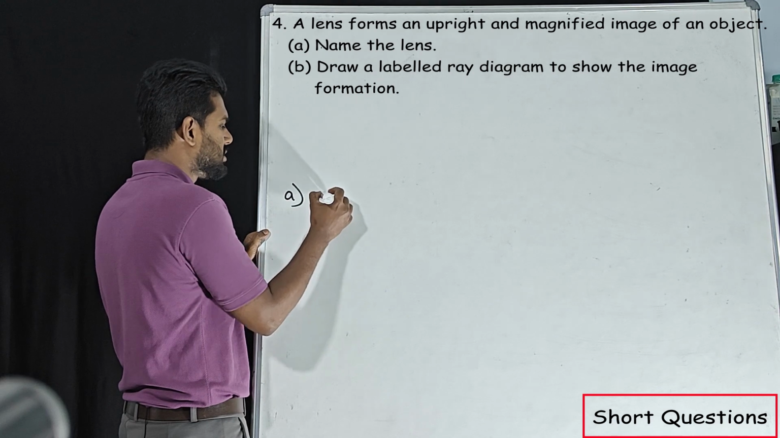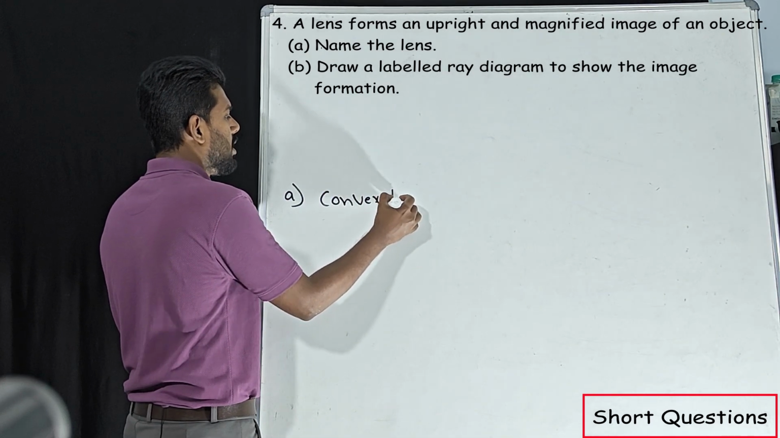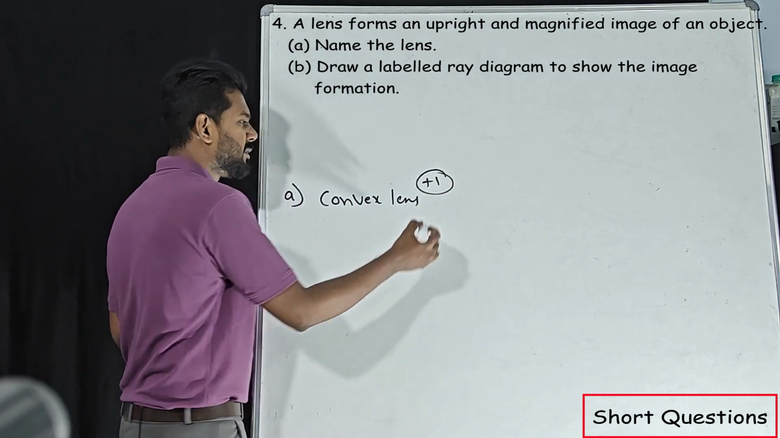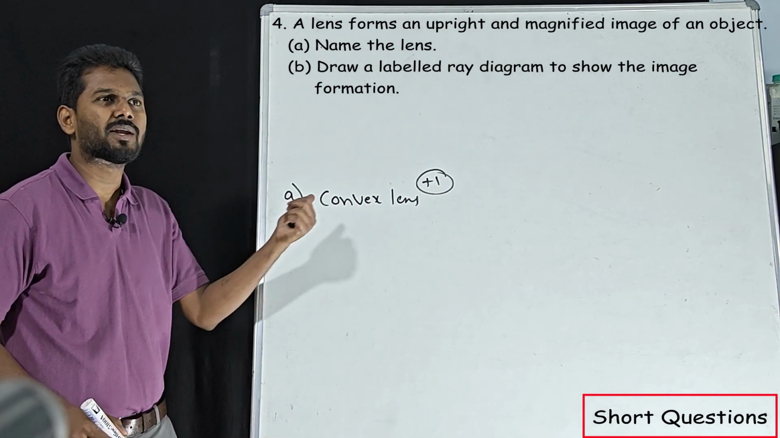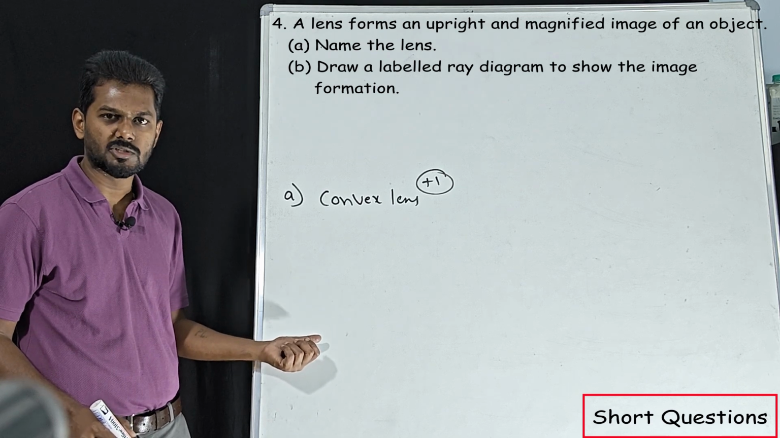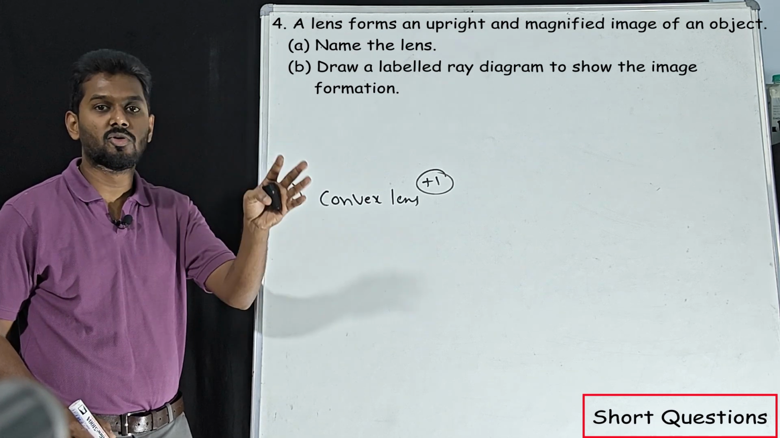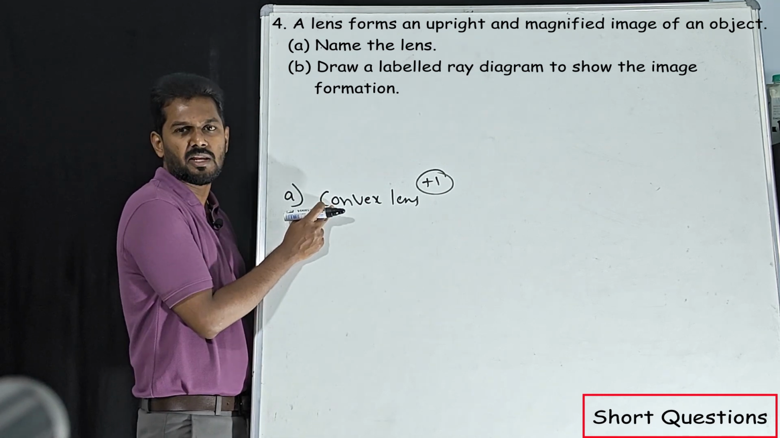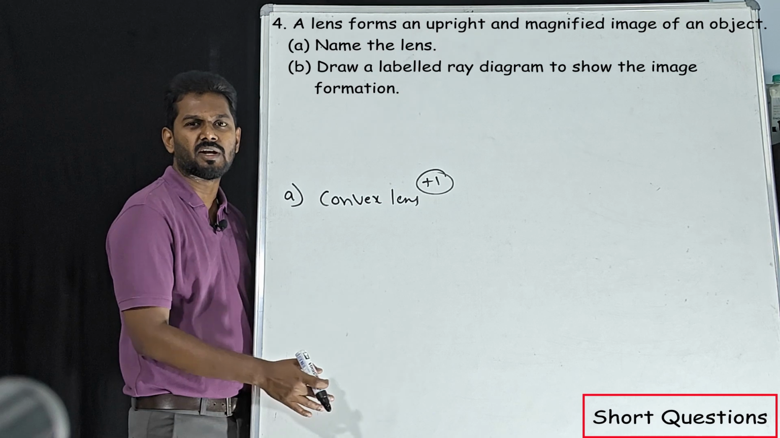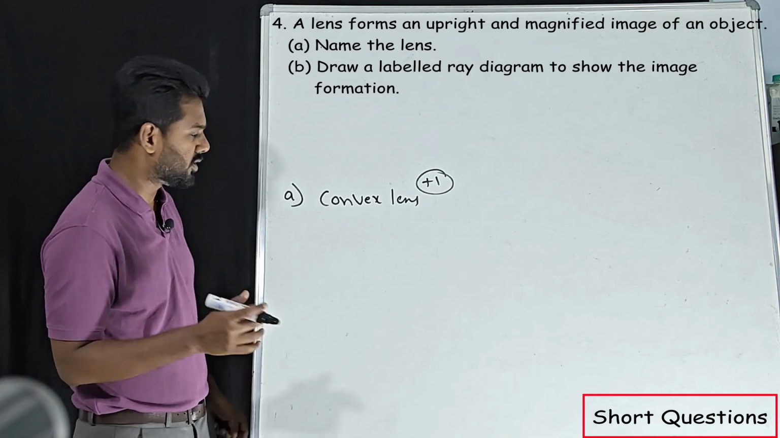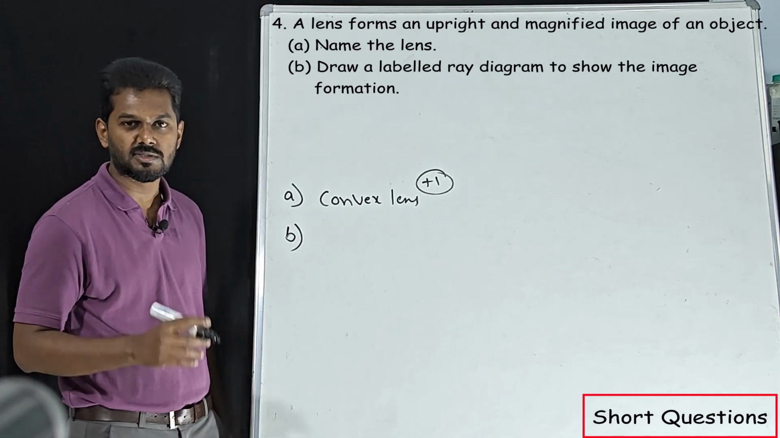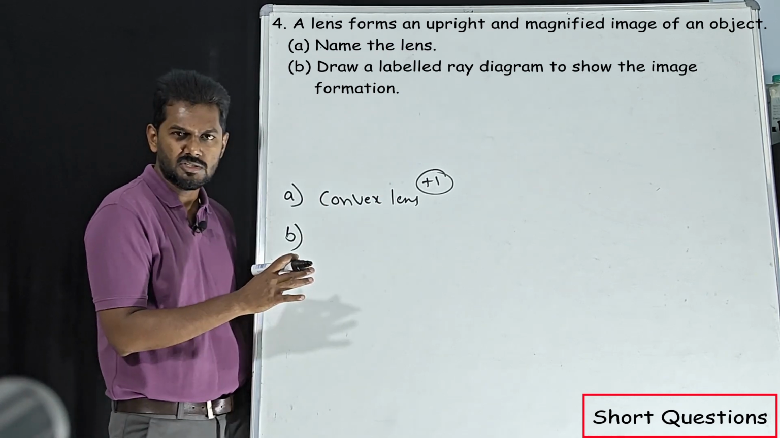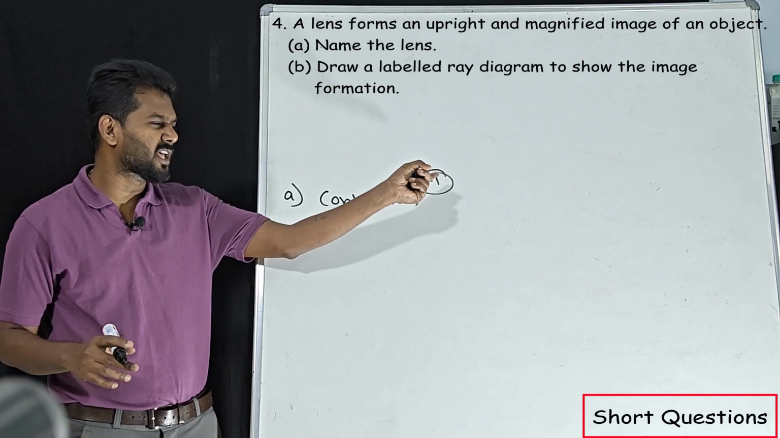So the answer for A is convex, because these kinds of questions are called +1 type questions. +1 type means if the first sub-question is wrong, whatever you write as the second sub-question will be considered wrong even though it is correct. Why? Because the diagram is completely based on your answer in part A. If this is wrong, whatever diagram you write, we will consider it as wrong. This is how we correct papers in the board examination. It is not compulsory for all questions; only for a few questions we call it +1 type.